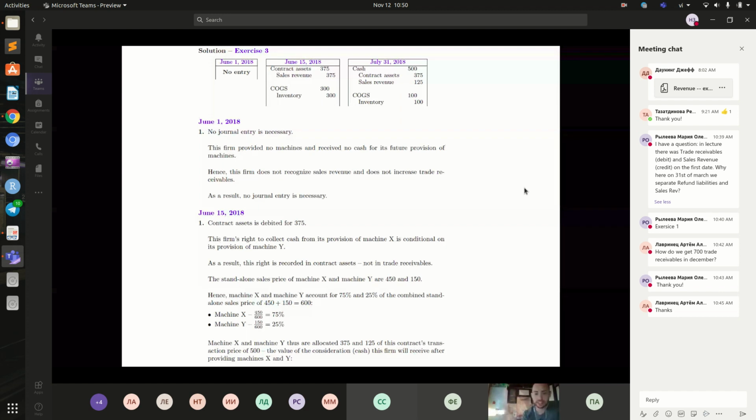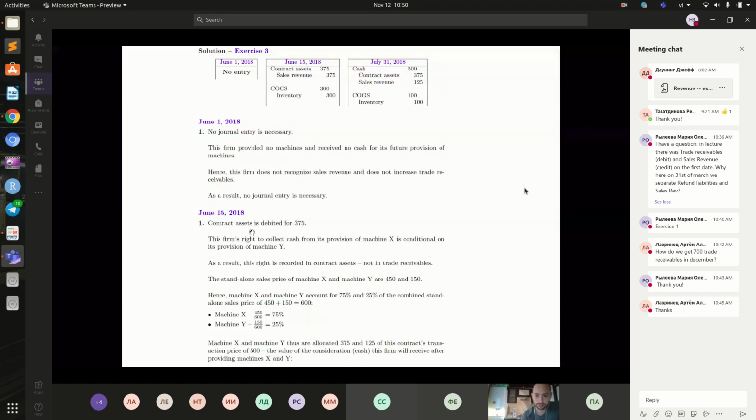Therefore, June 15th, 2018, when we provide machine X, sales revenue is 500 transaction price multiplied by 75%, or 375. July 31st, we provide machine Y, sales revenue is 500 transaction price multiplied by 25%, or 125.